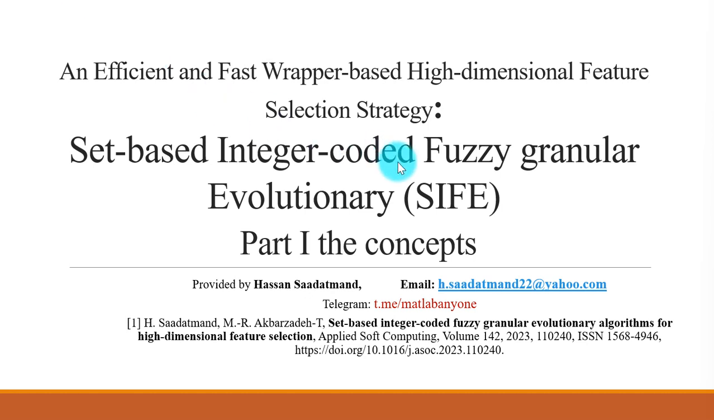Hi everyone, I'm Hassan and I'm here to introduce you to an efficient evolutionary wrapper-based feature selection strategy for both low and high dimensional problems. This method is also novel and fast, with the name SIFE: set-based integer-coded fuzzy granular evolutionary. S is set-based, I is integer-coded, F is fuzzy, and E is evolutionary.